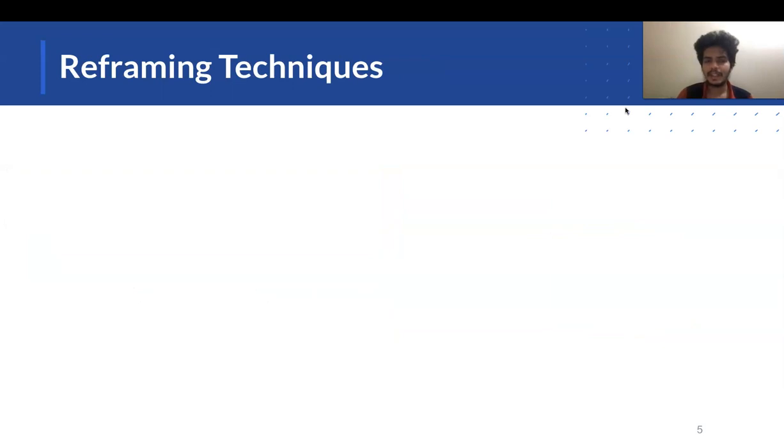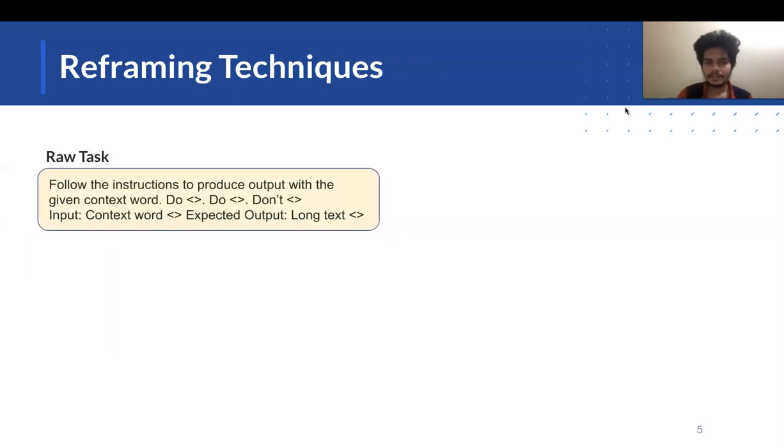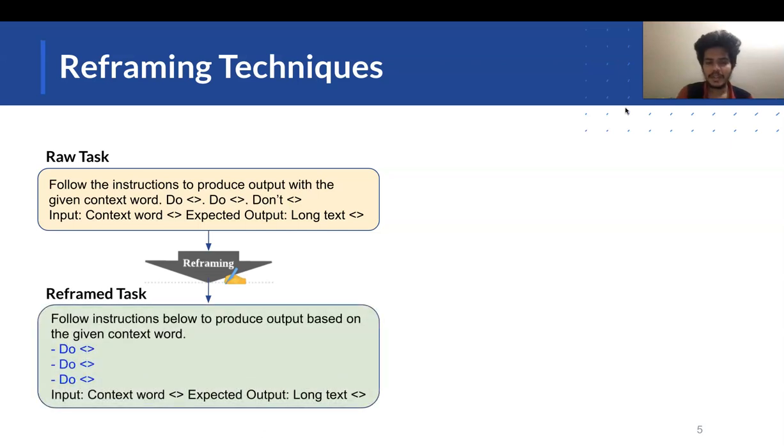Let's have a look at some other reframing techniques. Here, the instruction is in paragraph form, which is difficult for models to follow. We converted this paragraph form instruction into a bulleted list. We also convert negative instructions into positive instructions, and this improves model performance. This we refer to as itemized reframing.